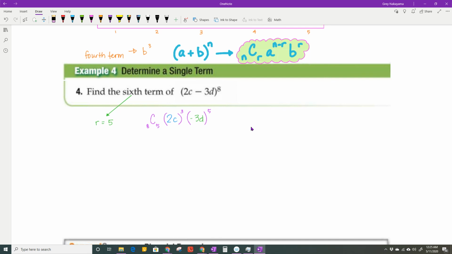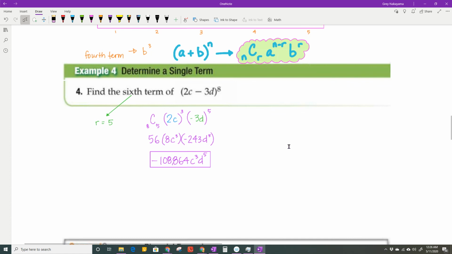And calculate each one. 8 choose 5 is 56. 2C to the third is 8C to the third, because you have to distribute the exponent over both factors inside. Negative 3 to the fifth is negative 243, and then D to the fifth. So when you multiply that all out, and again, you can put it in your calculator, that's what you get for an answer. Very straightforward.